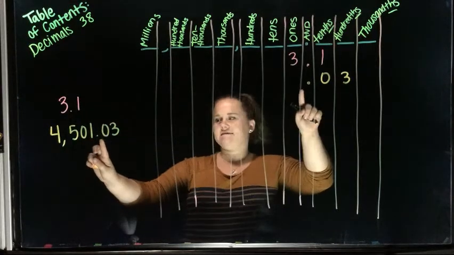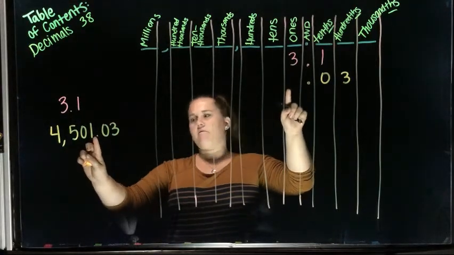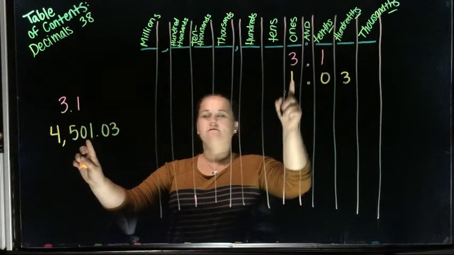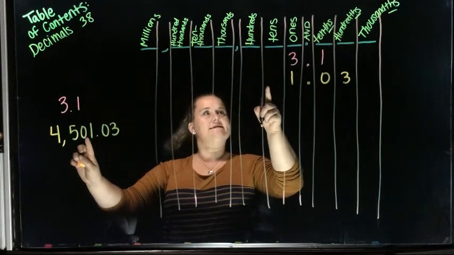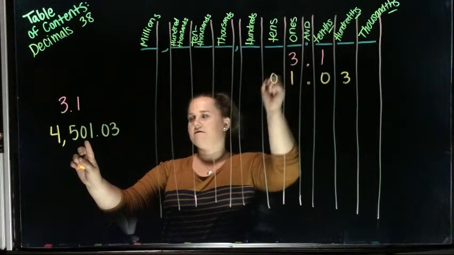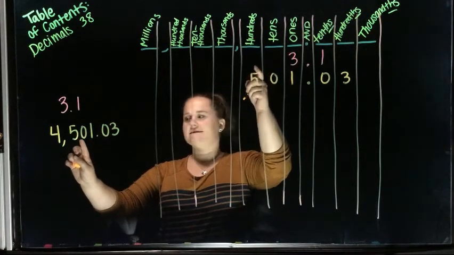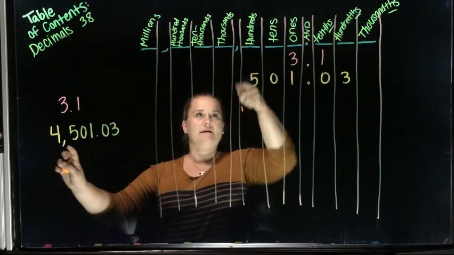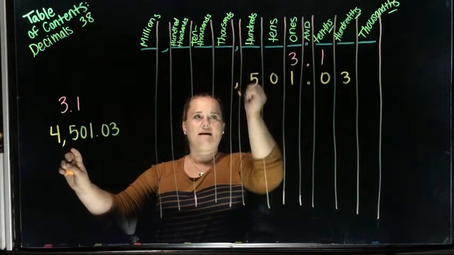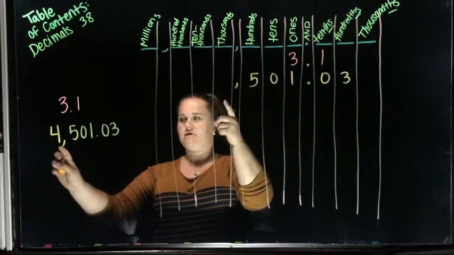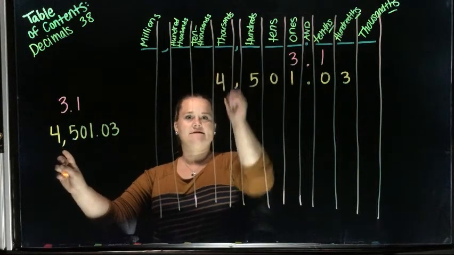So go back to your decimal and go to this side. I have a 1 in the ones place. Then I go next door again. I see a 0 in the tens place. Then I go next door again. I have a 5 in the hundreds place. Oh, I have this comma. Well, I put it in my chart. So I bring that comma down and I go next door and I have a 4 in the thousands place.